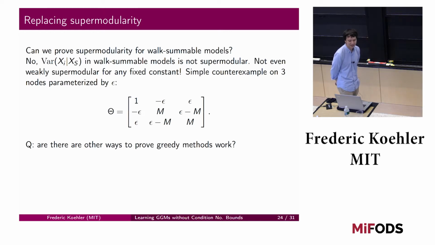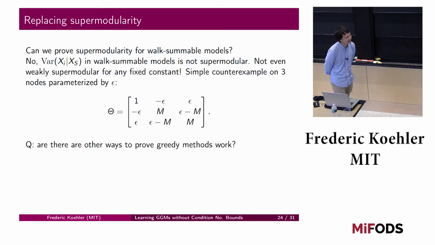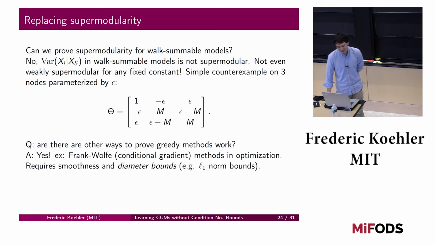And so what we need is to prove, well, I promised you at the end that greedy and prune does work for this model. So a natural question to ask is, what are some other ways to prove greedy methods work? There are actually, of course, a lot. One that's particularly relevant is in optimization. There's something called a conditional gradient method, which is actually a greedy method. The guarantee for that doesn't have anything to do with submodularity. What you need there is a norm bound, something like an L1 norm bound on the set you're optimizing over.